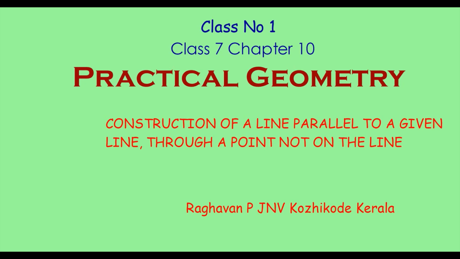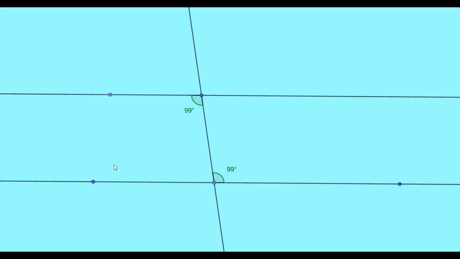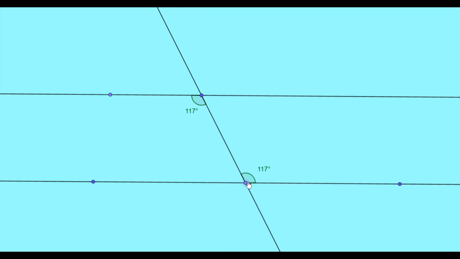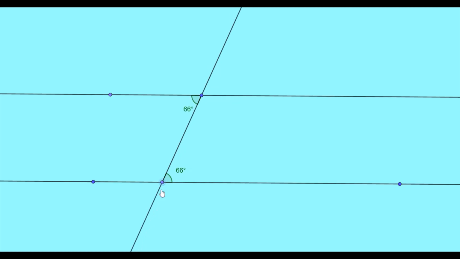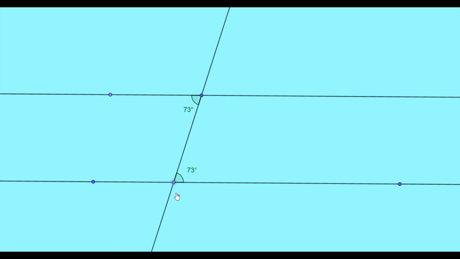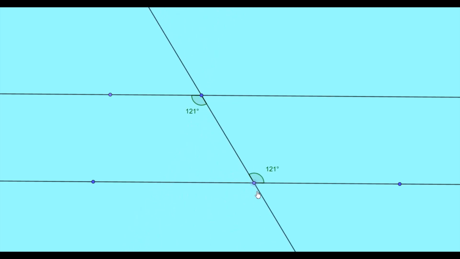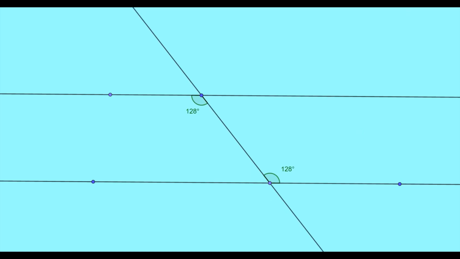In this class I am going to discuss construction of a line parallel to a given line through a point not on the line. Here you have a pair of parallel lines intersected by a transversal. Now you can see here the alternate interior angles are always equal in parallel lines. By using this concept, we can draw a line parallel to a given line through a point not on it.